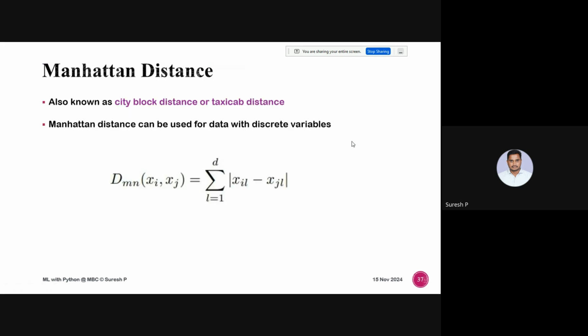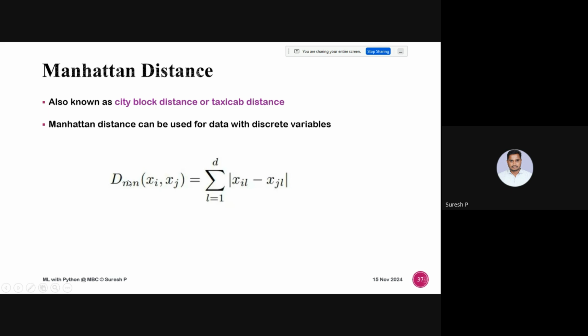The next one is Manhattan distance. This Manhattan distance is also known as city block distance or taxi cab distance. It is mainly used for discrete variables, and it is based on the absolute difference between the two data points. So here we will have the absolute difference.